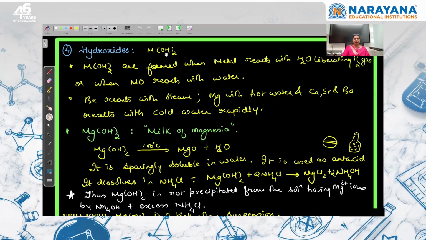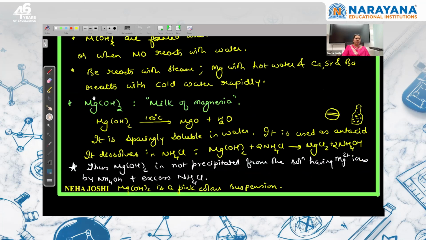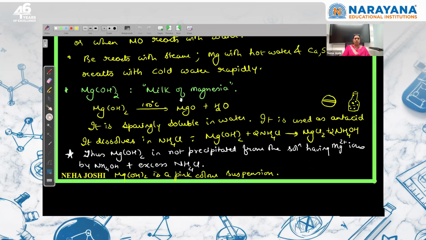Hydroxides of the formula M(OH)2, all of them form such hydroxide. We have already discussed how they will form. Beryllium will react with steam, magnesium with hot water, others with cold water. Now, important hydroxides. Magnesium hydroxide is called milk of magnesia. It is used as antacid under the name Gelusil.